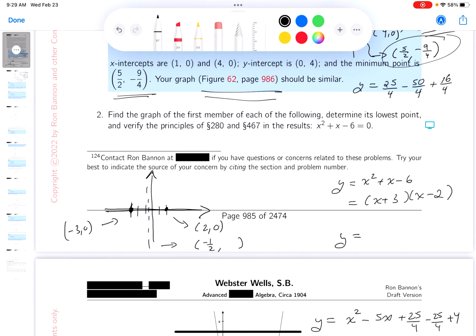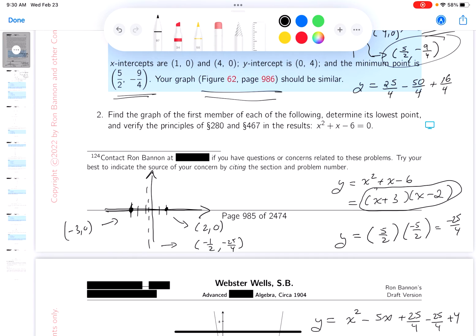Y is going to be equal to, I'm going to use this form over here. Not that it's easier, but it's 2.5. And 2.5 would be 5/2. And then minus 1/2 minus 2 is, let's see, minus 5/2. And what do you get over there? You get minus 25 quarters. All right? So this point over here is minus 25 quarters.